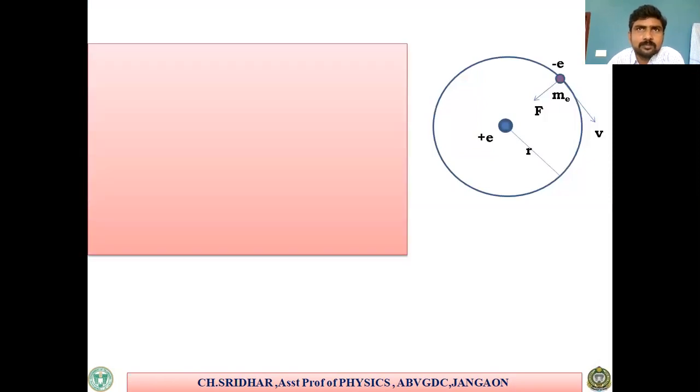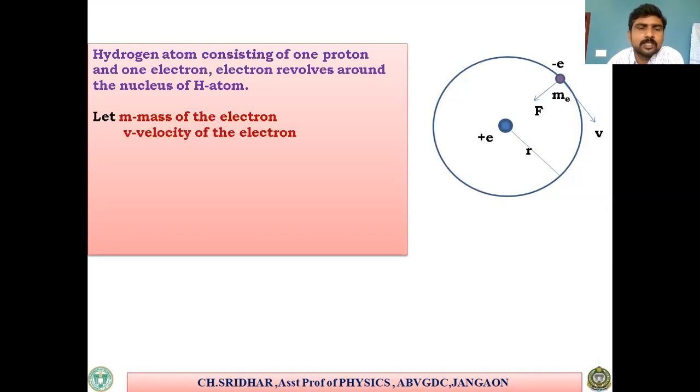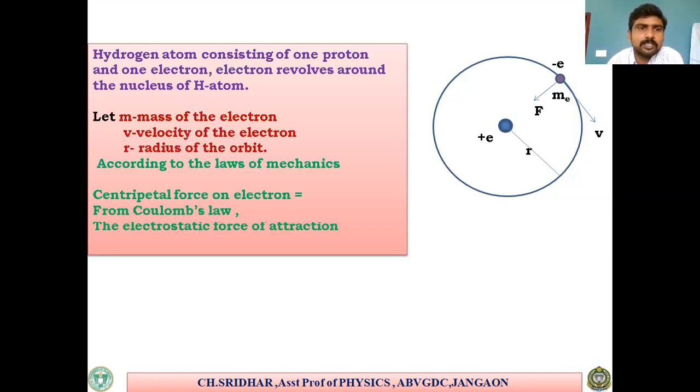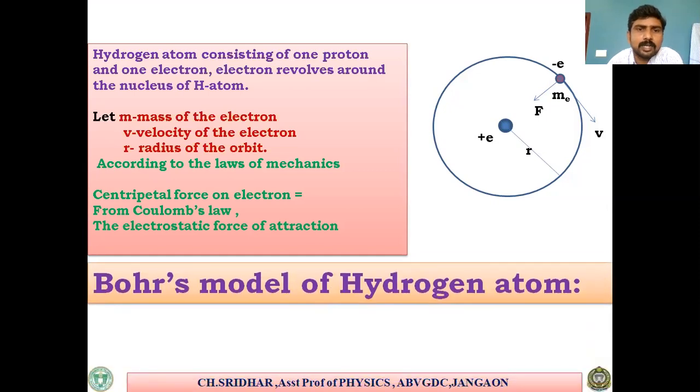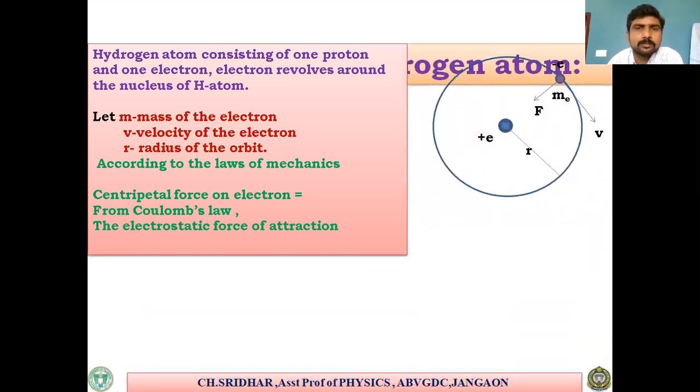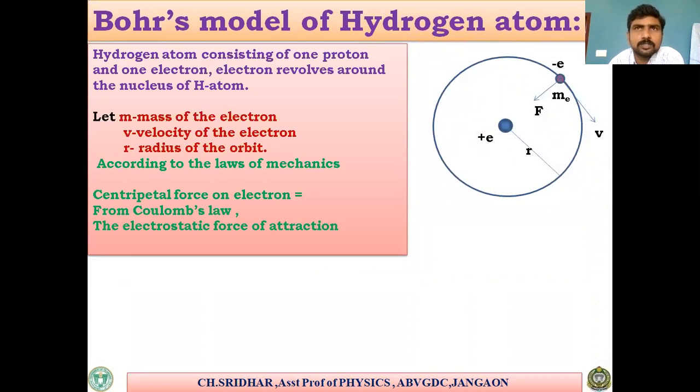Then Bohr applied these postulates to explain the model for hydrogen. So let us discuss Bohr's theory of the hydrogen atom. When you consider the hydrogen atom, it consists of one proton and one electron, so it is 1H1. An electron is orbiting around the proton. This picture depicts the model of hydrogen.